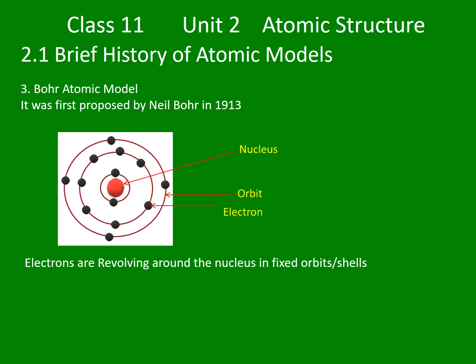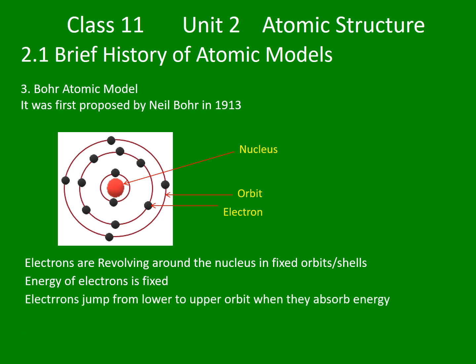The main points of this Bohr model are: electrons are revolving around the nucleus in fixed orbits or fixed shells. Energy of the electrons is fixed or constant as long as the electron remains on its own shell. Its energy neither increases nor decreases.